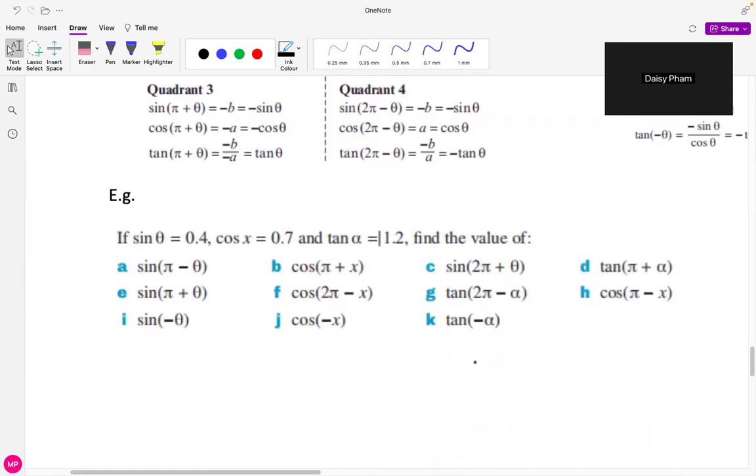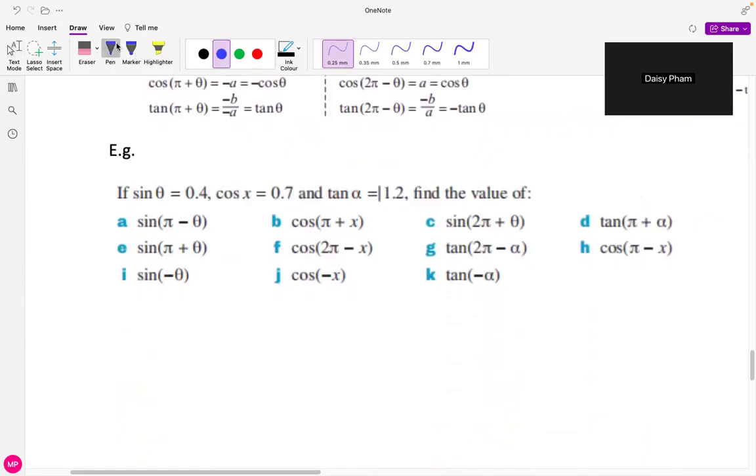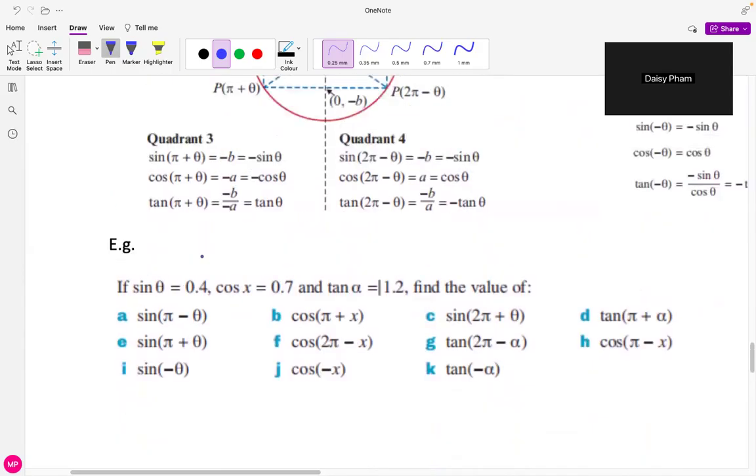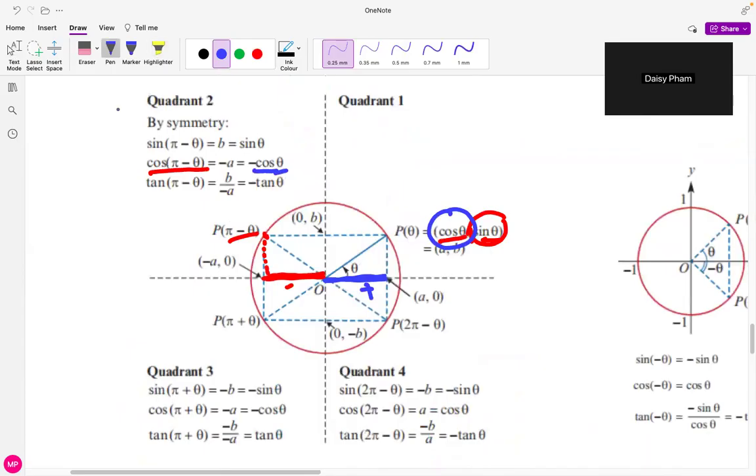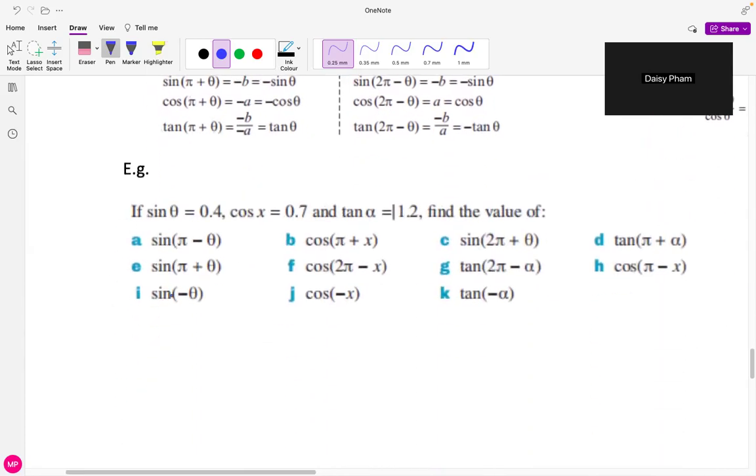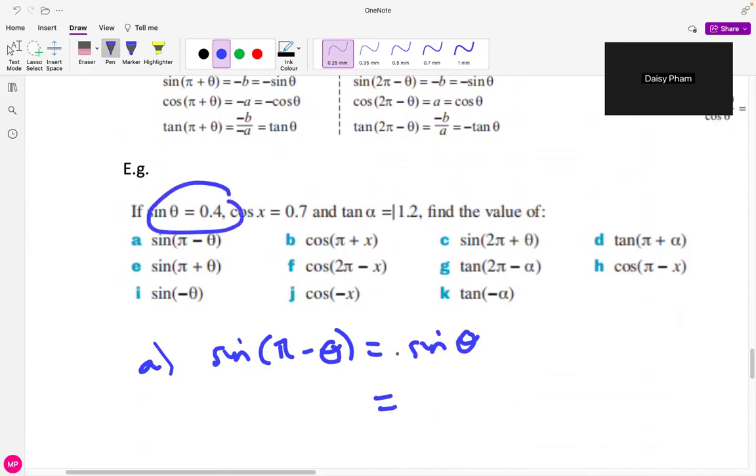Okay, so how do we simplify something like that? Now, if I do sine of pi minus theta, one way is I can look at this here. So sine of pi minus theta is the same as sine theta. They already gave me that. So I know sine of pi minus theta simplifies to sine theta. And sine theta is 0.4. So I know the answer is 0.4.